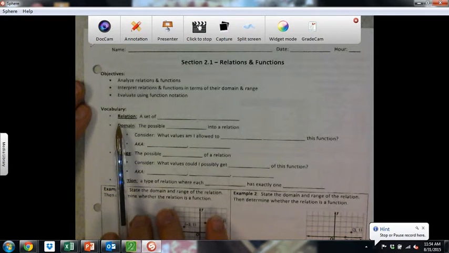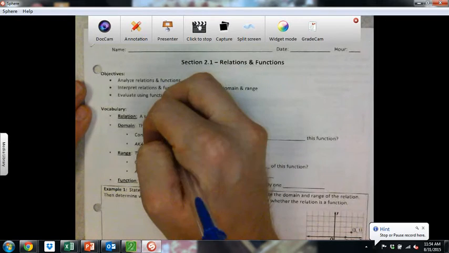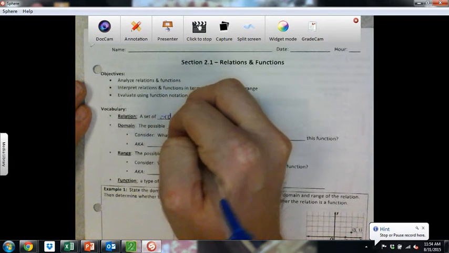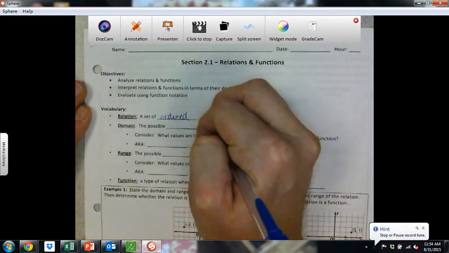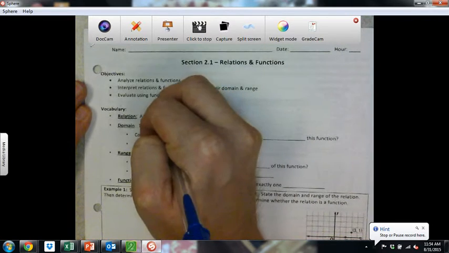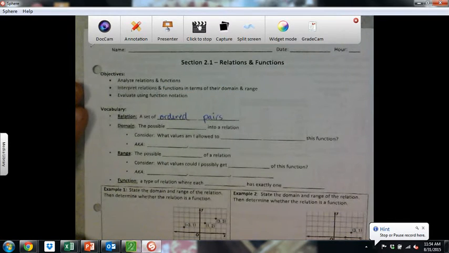And so our first idea here is that a relation is a set of ordered pairs. Essentially, anything that you could graph on a number line, or on a coordinate grid, is a relation. So it's a set of ordered pairs. It could be a lot of them. It could be continuous in the sense that it's a line or some kind of shape on the graph. It could be just distinct points on the graph. Both of those would be examples of relations.